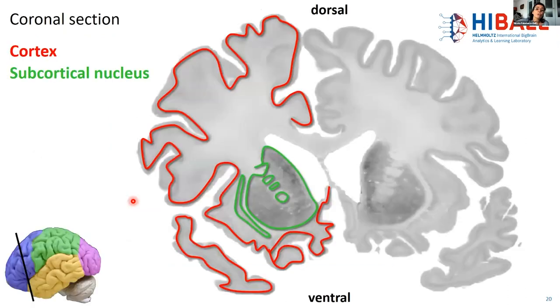Right. So back to the coronal section, you will see that I've highlighted part of the gray matter with a red line. That is because the gray matter that is located on the surface of the brain is called cortex. It's from the Latin for bark. It's like the bark of a tree. And the gray matter that is buried inside the forebrain is called a subcortical nucleus.